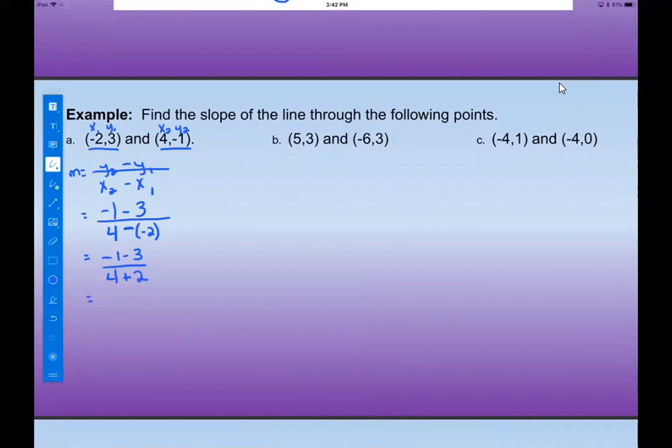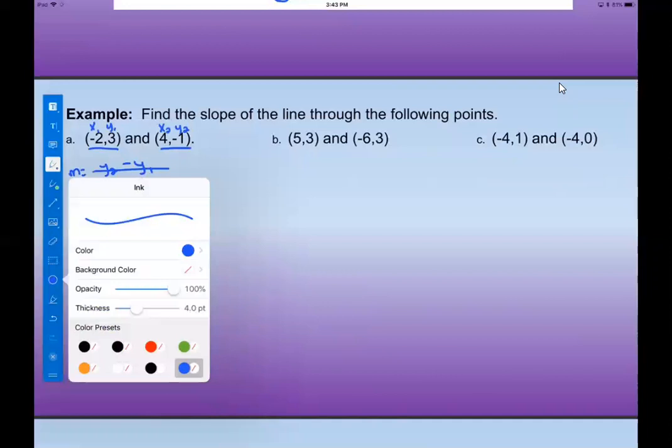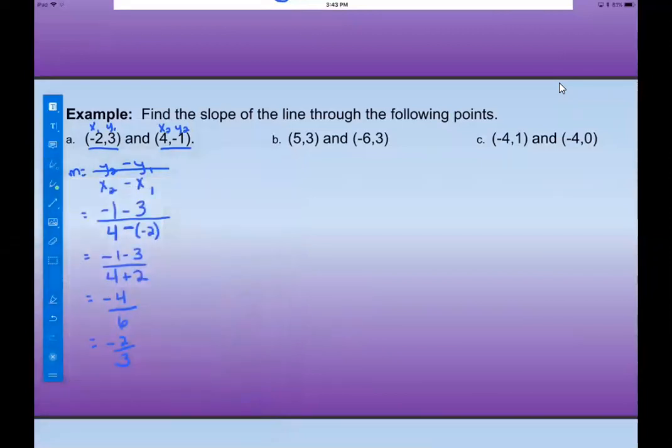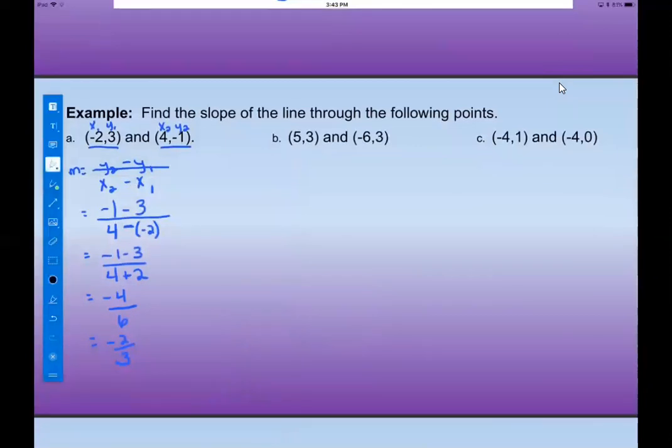All right, let's simplify the numerator and the denominator. We have -4 over 6, and we want to reduce, so that would reduce to -2 over 3 for our slope of a line. Let me change the color here. Okay, it's -2 over 3. I'm going to change it now. I didn't realize the blue was not showing up as well.